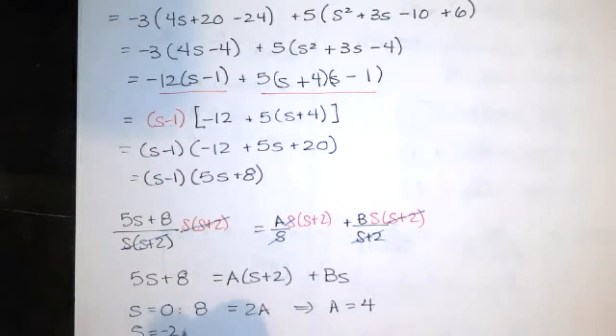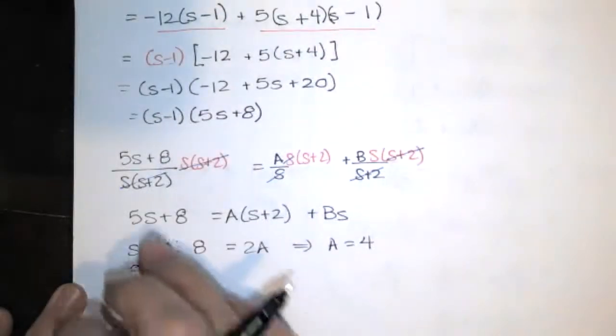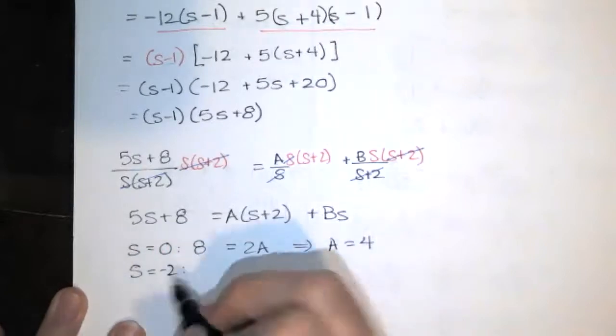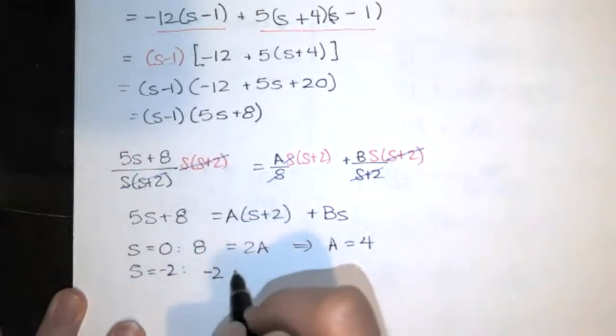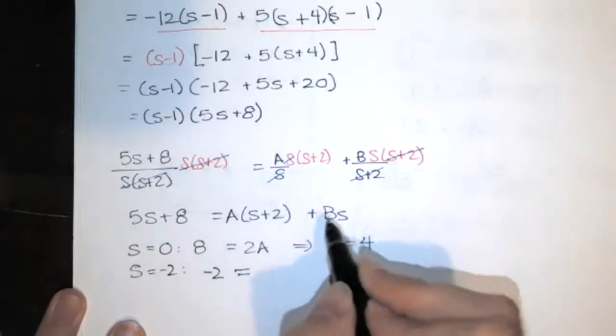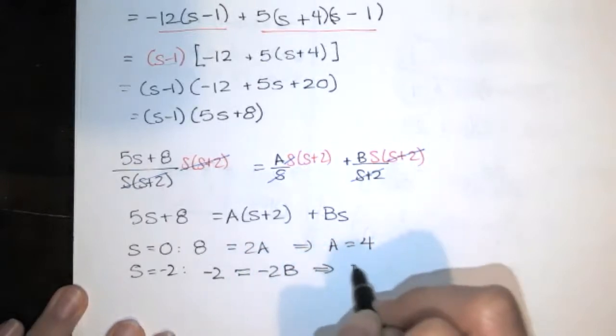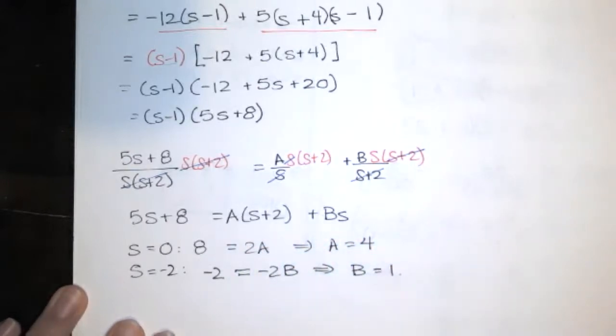Now if s is equal to -2, this is -2 times 5 is -10. -10 plus 8 is -2. Oops. And this will be a times 0 plus b times -2. And if we divide both sides by -2, we get a 1.